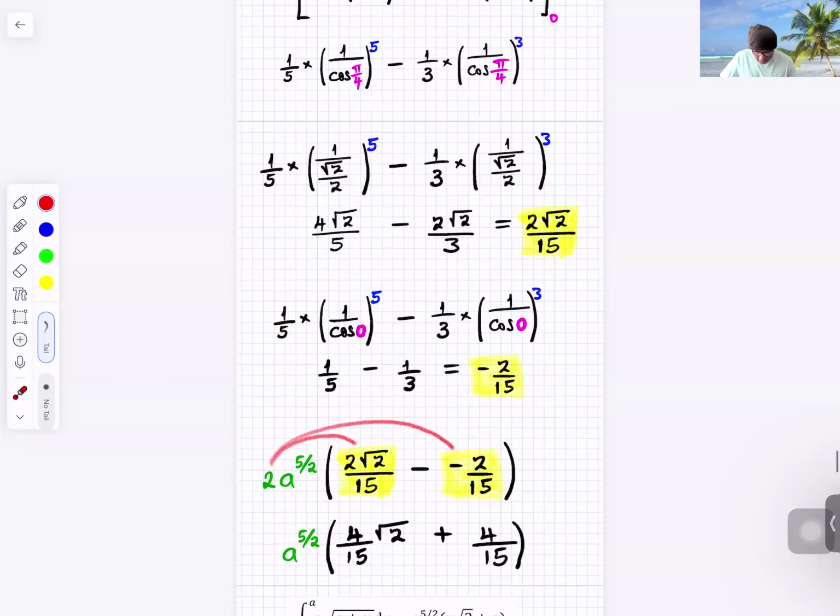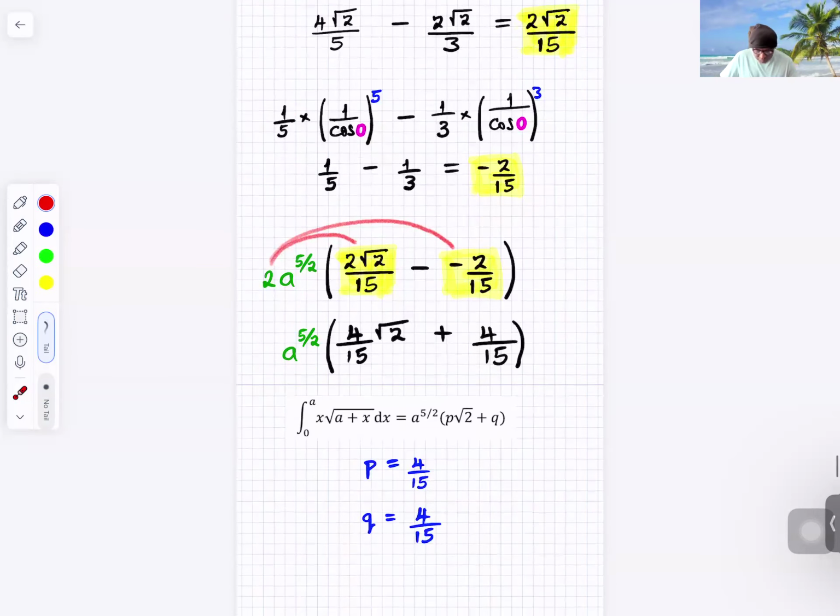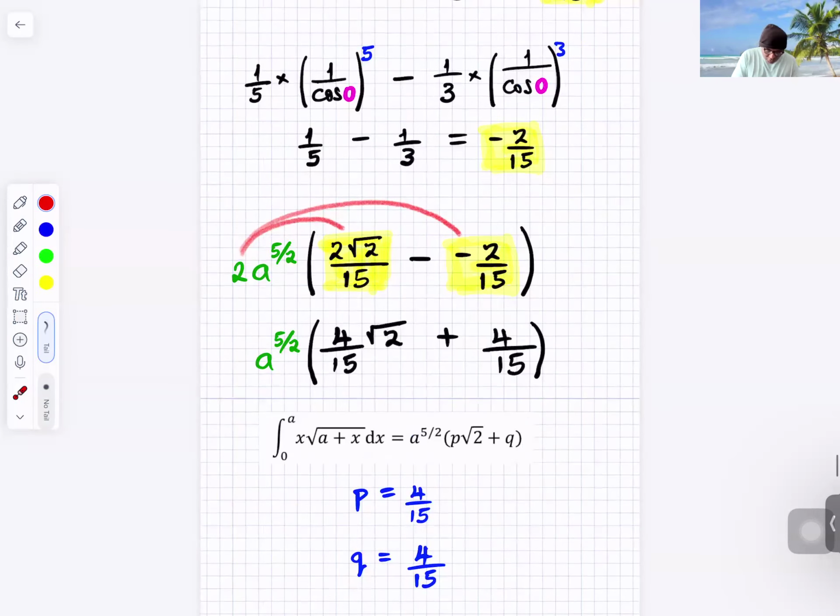Now you put the 2 together. So the 2 to the power 5 over 2 stays as the pi over 4 value and the 0 value. Notice minus and minus becomes plus. And you put that together, you get 4 over 15 root 2 plus 4 over 15. So P is 4 over 15, Q is 4 over 15.